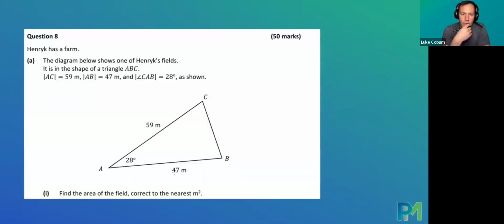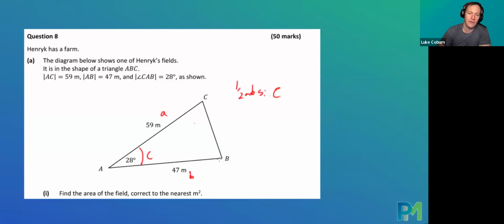Great. Okay, so just a moment to look at an exam question here. We have the field, we have these sides here. We want to find the area of the field. There was a formula that I didn't mention here, but the area is equal to half ab sine C. I'm going to go in and label everything. This is C, this is A, this is B.